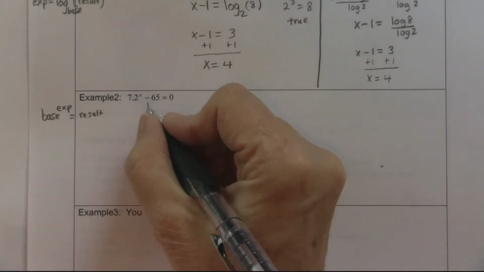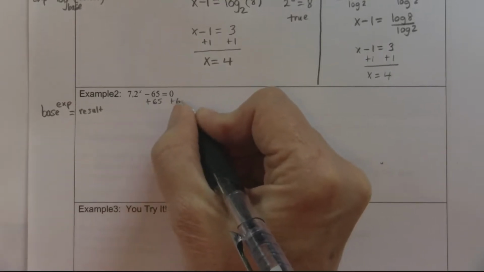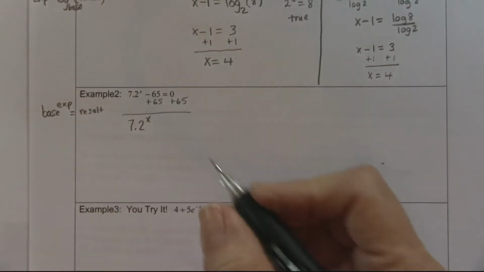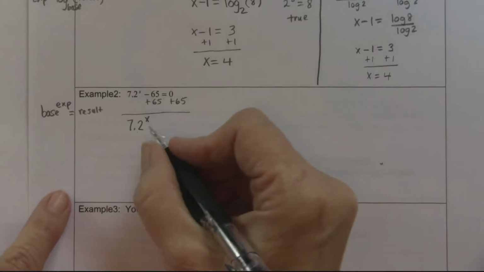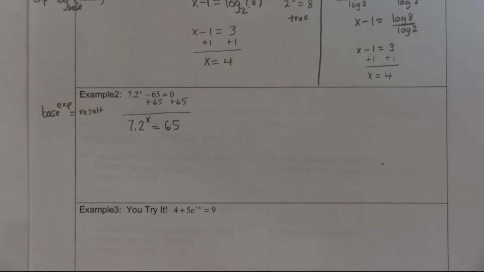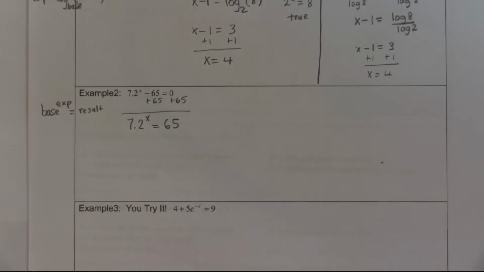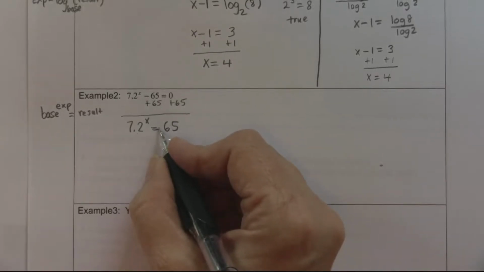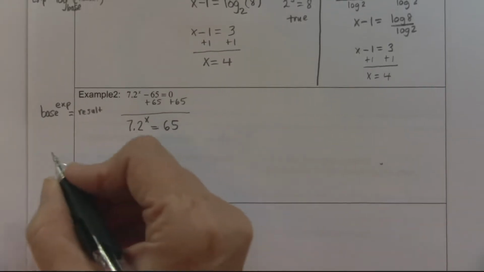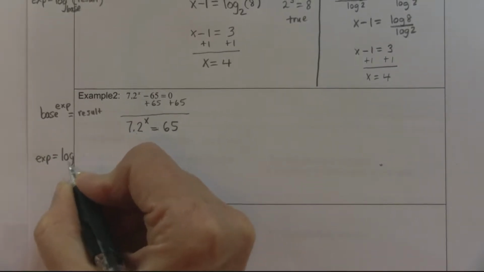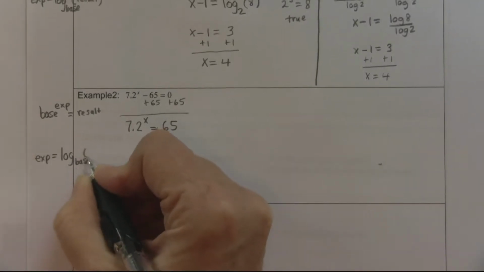So when I add 65, I get 7.2 raised to the x. So that's the base and the exponent. And then on the other side, I get 65, and that's the result. And so now I'm ready. If you have a calculator that does any base, then what you're ready to do is write it in logarithm form. This is exponential form. So how you write it in logarithm form is the exponent equals the logarithm of whatever base, and then your result.